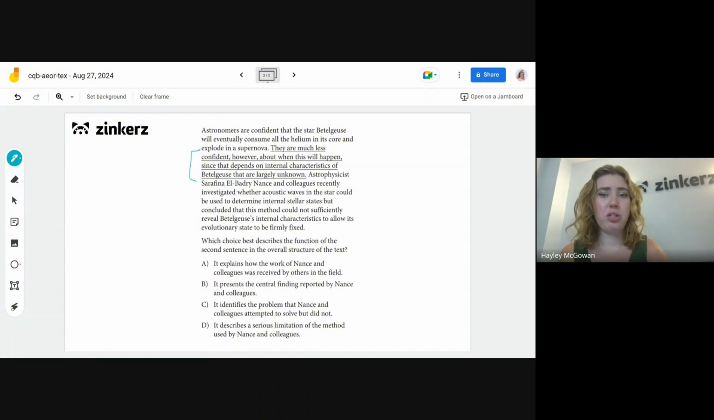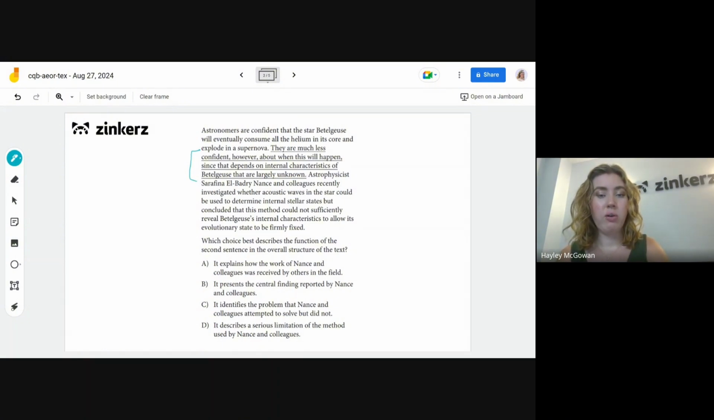So we're talking about the star Betelgeuse, right? And how the astronomers think that eventually it will consume all the helium in its core and have a supernova. Then we have this astrophysicist investigating whether waves in the star could be used to determine its internal stellar states, whatever that means. But they concluded that this method could not sufficiently reveal the star's internal characteristics to allow its evolutionary state to be firmly fixed.